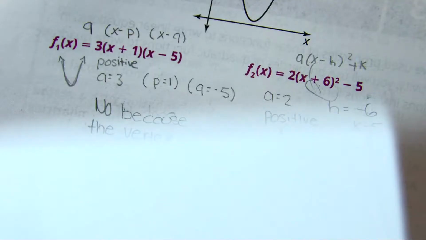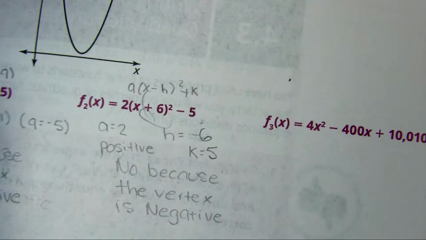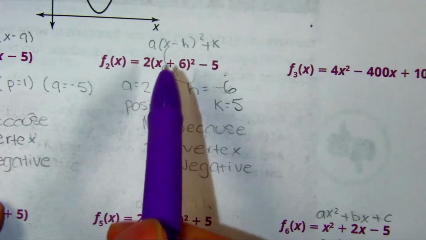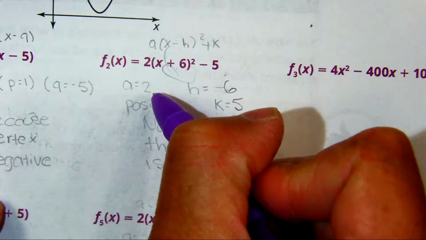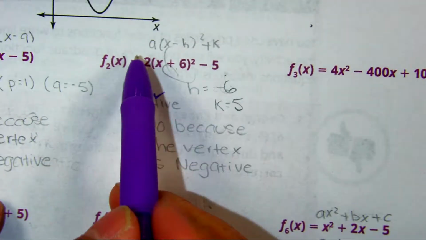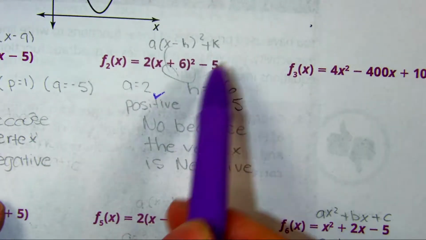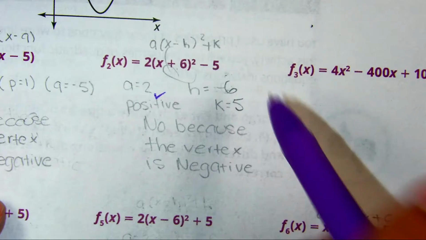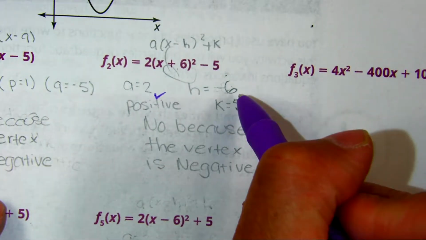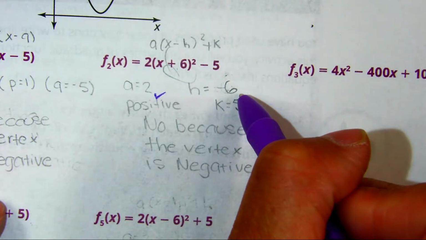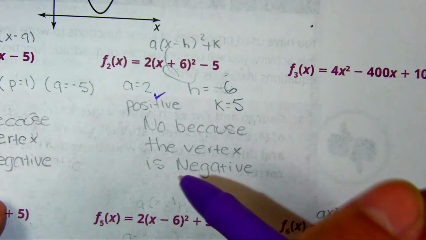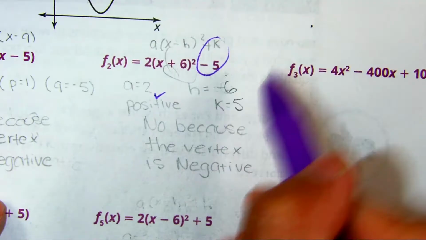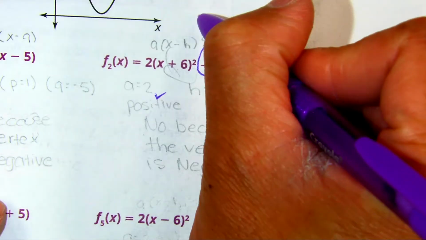Let's look at function number 2. This student recognized that it's positive. That's correct. They wrote the formula right above it. That's good. H value should be -6. Does that say -6, class? It looks like it to me. And then K value should be -5. Ooh. So the ordered pair should be -6, -5.